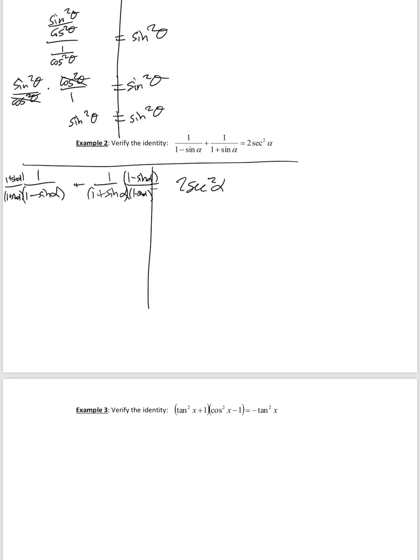And then simplify. I'll have the same denominator: 1 minus sine alpha times 1 plus sine alpha. I know that that will turn into 1 minus sine squared alpha when I distribute those, plus 1 minus sine alpha.